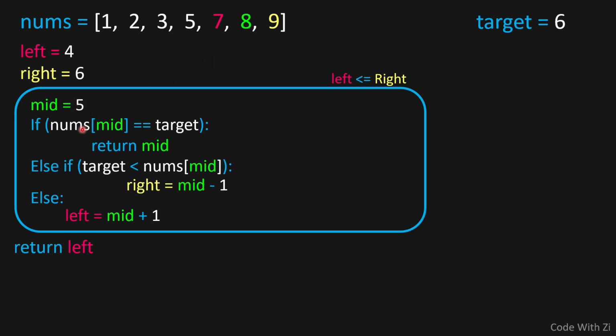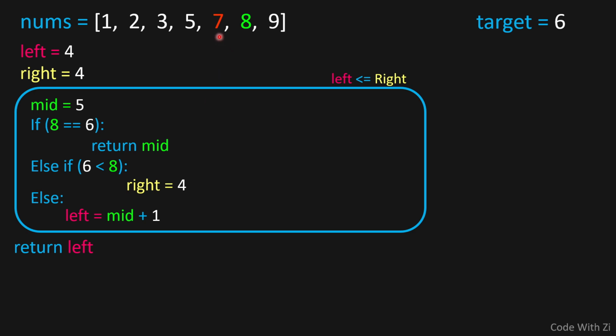So we're gonna say if nums of mid, meaning 8, is equal to target, meaning 6, do the following. Well, 8 is not equal to 6, and this statement is gonna be false. So we're gonna check the else if. We're gonna say is target, meaning 6, smaller than 8? Well, yeah, this is true. So we're gonna get inside of this else if, and we're gonna say right should be actually equal to 5 minus 1, and that's gonna make right be equal to 4, and we're gonna bring it here like so.